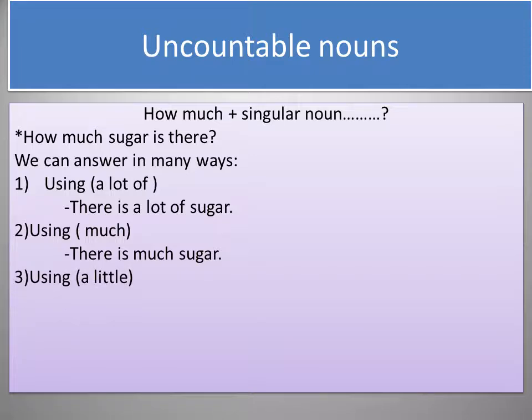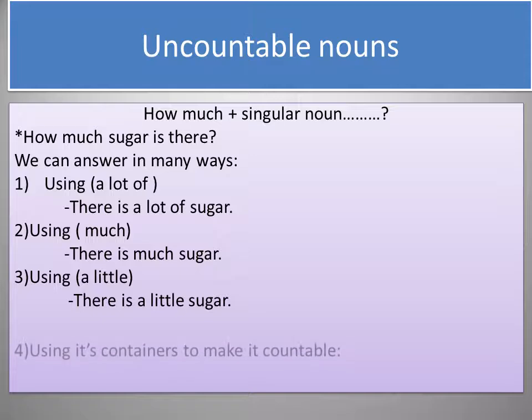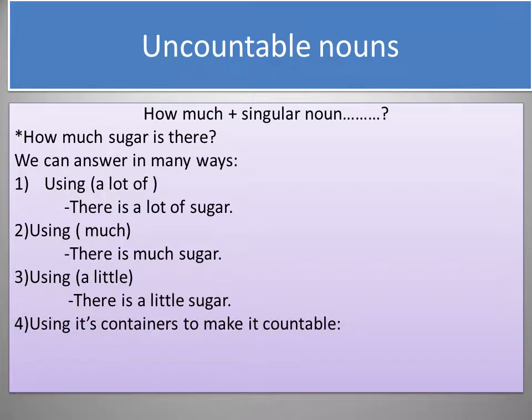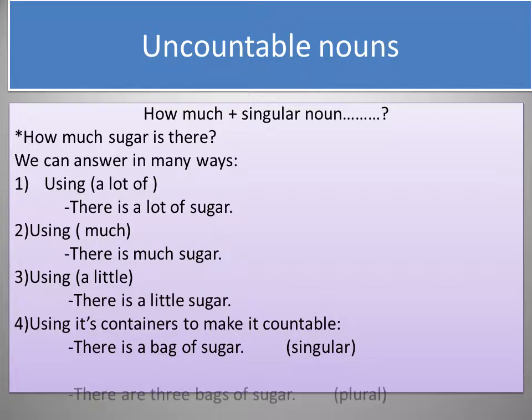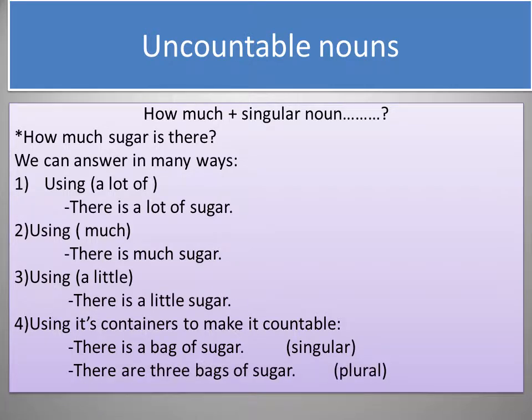Using a little: there is a little sugar. Using quantities to make it countable: there is a bag of sugar, or there are 3 bags of sugar.